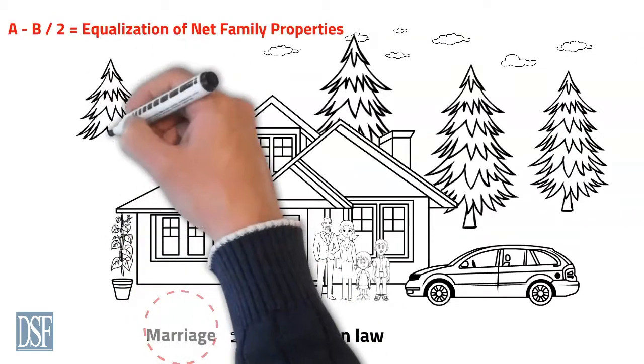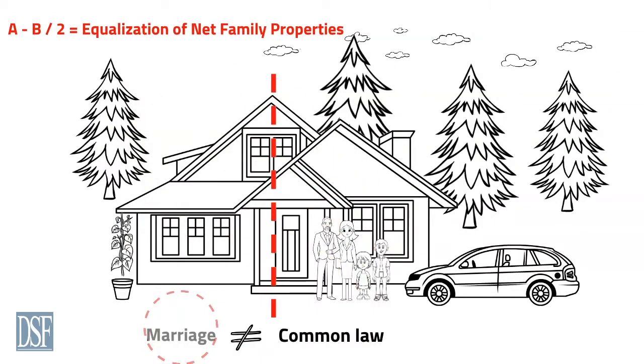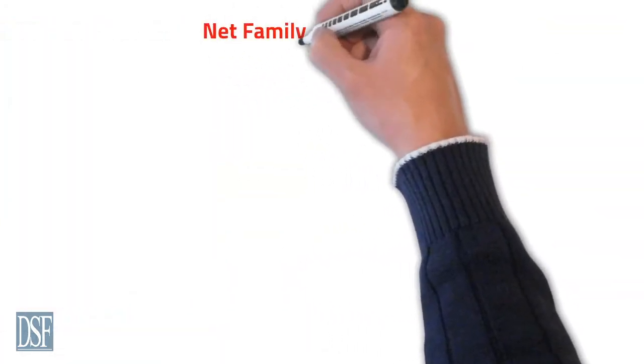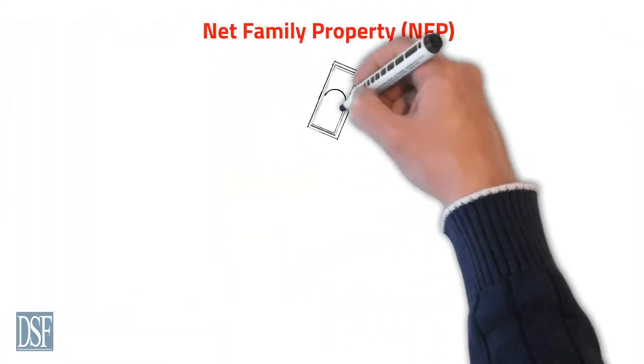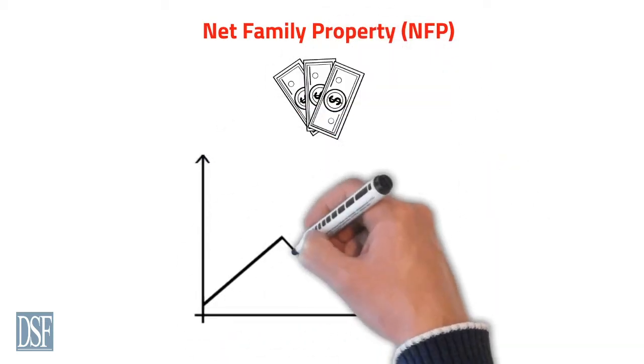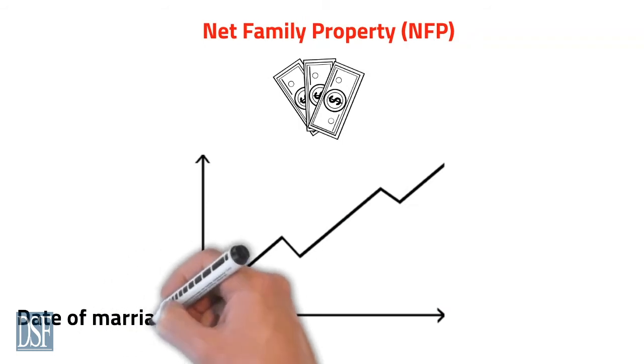Many people believe that everything is just split 50-50 and this solves the problem. But our law sees it differently. What we're really concerned about is making sure that the wealth accumulated by the spouses during the marriage is shared equally between them when they separate.